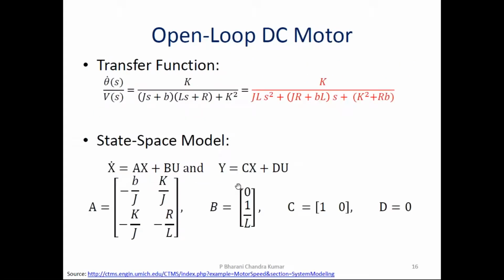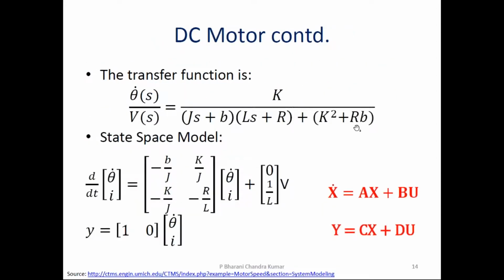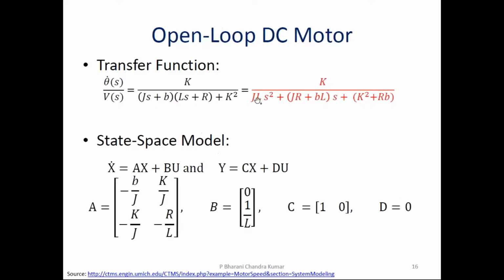this is again the transfer function. There is a small typo here: the RB terms will not come. If you multiply and expand, then the BR constants we can club together. So you can see that this is the correct expression. K square is there, and when I club it, this will become K square plus RB.